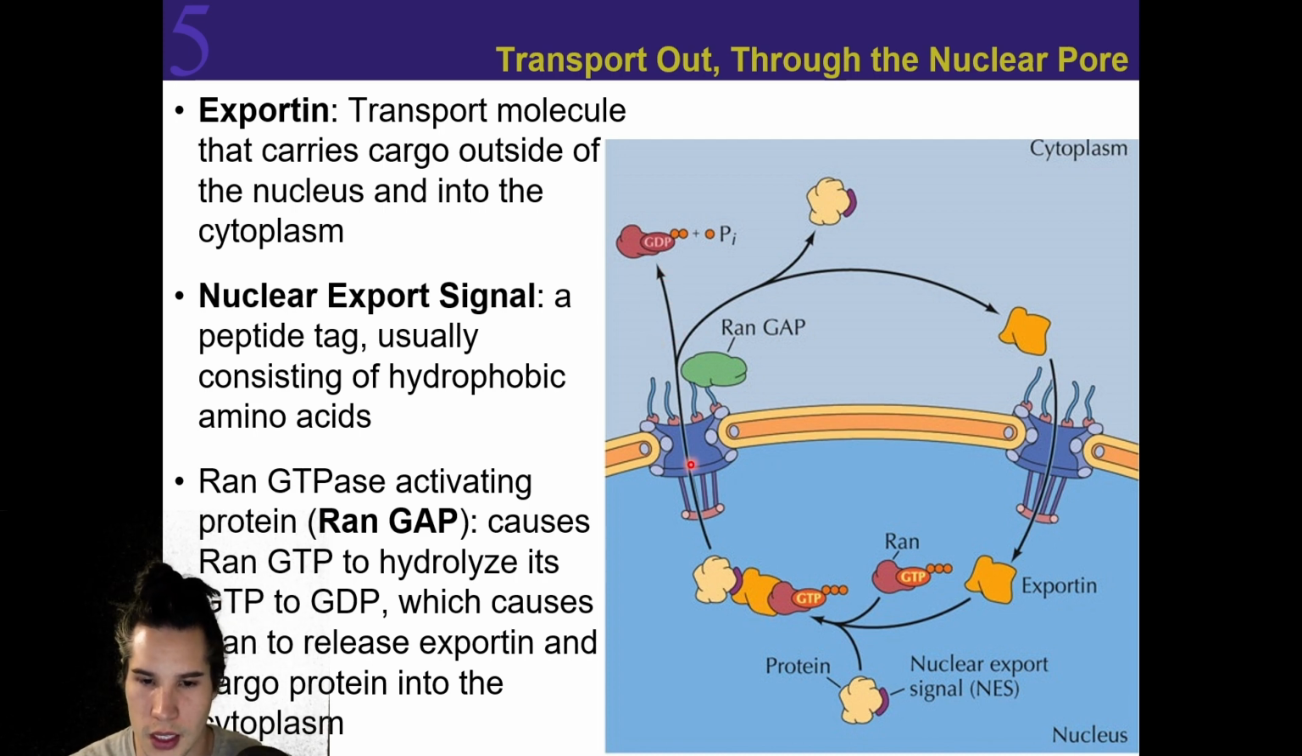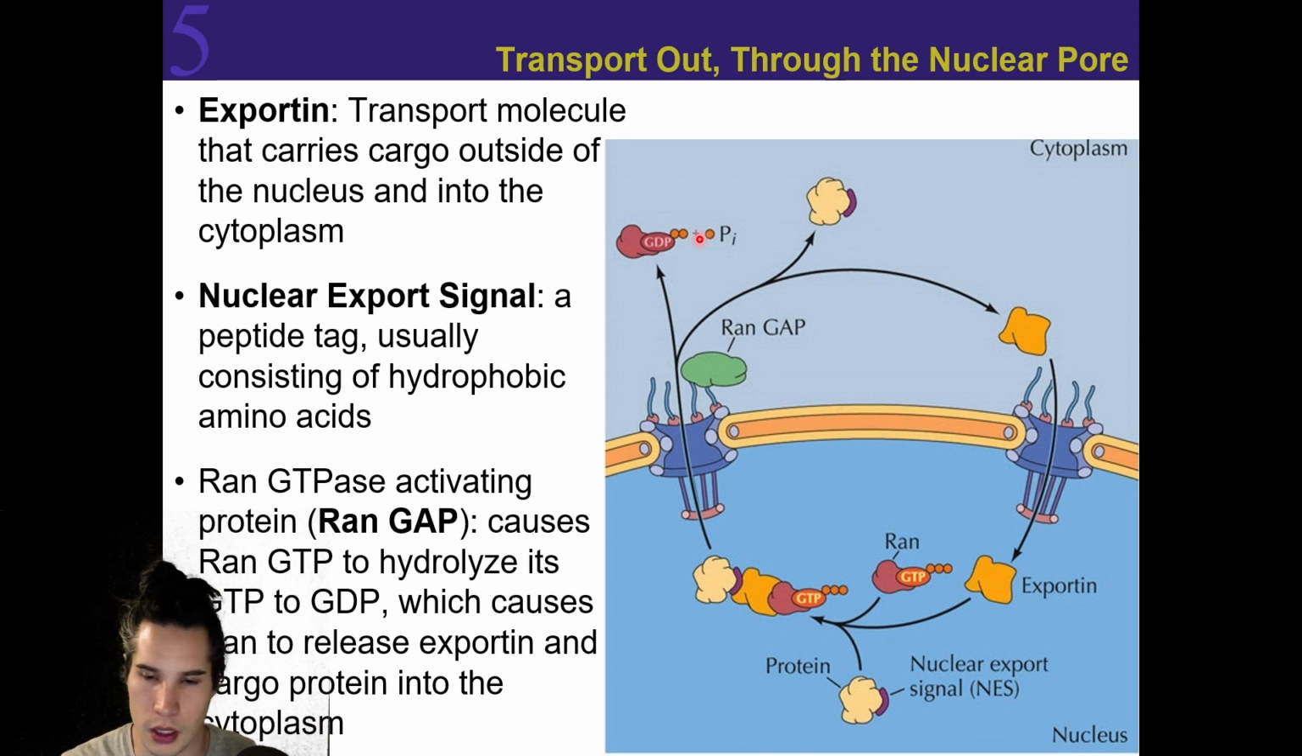Now, just as they leave the nucleus into the cytoplasm, there's going to be another protein that will aid in the hydrolysis of GTP on RAN-GTP. So RAN-GAP will cause RAN-GTP to become RAN-GDP. So that's guanosine diphosphate. And what that does is it causes the dissociation of the cargo protein. So RAN-GAP is going to hydrolyze or help hydrolyze RAN-GTP into GDP, which then causes the dissociation of the cargo protein from everything.